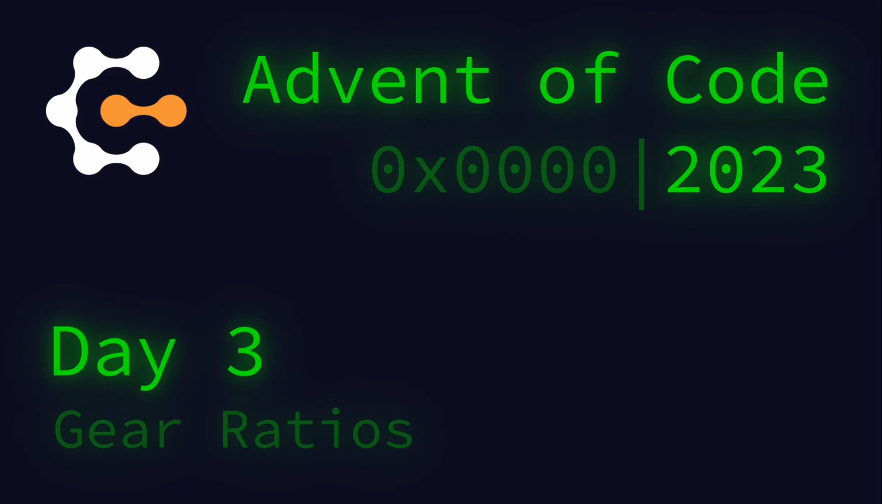In this episode of Code Unveiled, we will take a look at puzzle number 3 from Advent of Code 2023 called Gear Ratios. Before viewing this video, we encourage you to try solving the problem independently. Let's take a look at the problem description.